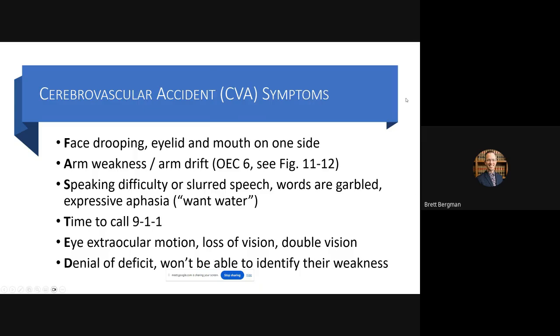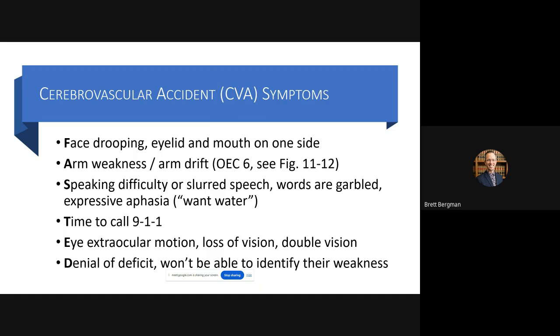So the OEC 6 text talks about the FAST ED mnemonic to remember this. You can get facial drooping, mouth drooping. You might have eyelid drooping on one side of the face. You can get arm weakness, one of the tests that you can do. And if you look at OEC 6 figure 11-12, if you have a patient hold out their arms and close their eyes, you will get a drift in one arm in patients that are having a certain type of stroke.